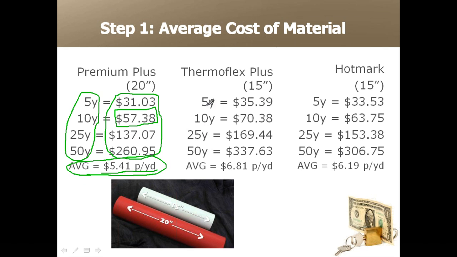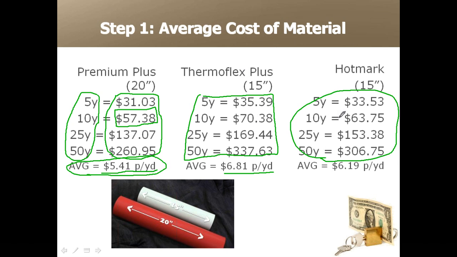If you look at Thermoflex Plus, we did the same thing. This is just another brand on the market that is a competitive product. We've added up the totals, and we came up with an average cost per yard. These prices are taken from 4 or 5 different supply houses around the country that sell this product. Likewise, another product out on the market is Hotmark 70. Did the same math, added this up, added the yards.